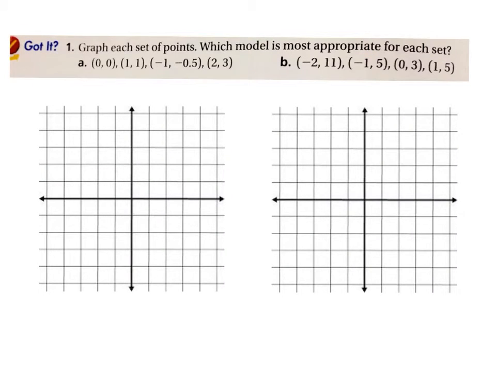Now, like I was saying, they don't always just give you the points. So for these problems, they're not going to give you the points. And I'm going to do number 1A with you, and you're going to do 1B on your own paper. So for 1A, I've got the point 0, 0, and then 1, 1, and then -1, -1/2, and then 2, 3. And that looks to me like it curves, but it doesn't go back up, so it's not quadratic. It's going to be exponential.